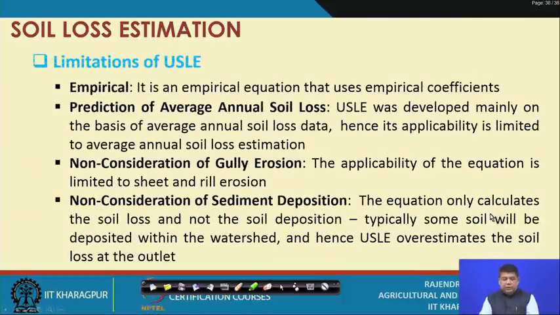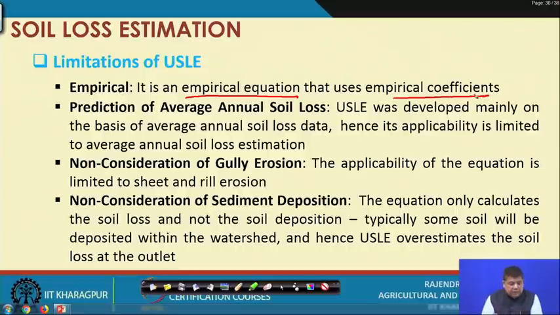Then obviously, USLE has certain limitations as well. It is empirical in nature, that means all coefficients are empirical. So, that is one of the limitations. The values of R or K or LS or CP are applicable only for the areas for which we have estimated those values.